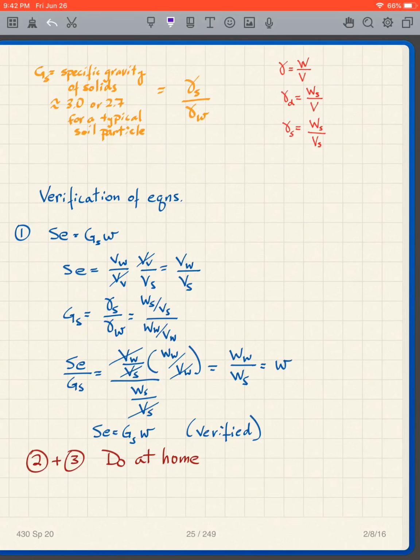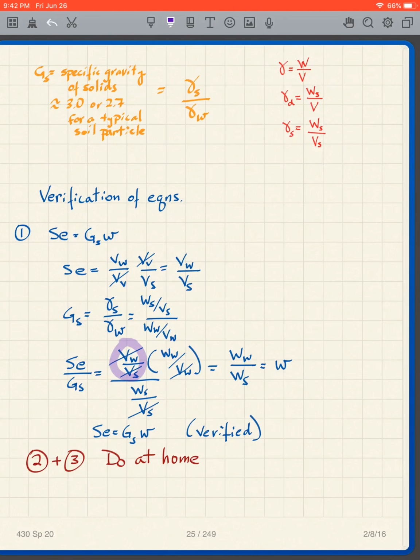So in our equation, I'm going to take S times E divided by G sub S. And what do I get? S times E, just by substitution, is volume of water over volume of the solids. Let's go back here. S times E is volume of water over volume of the solids. That's that.